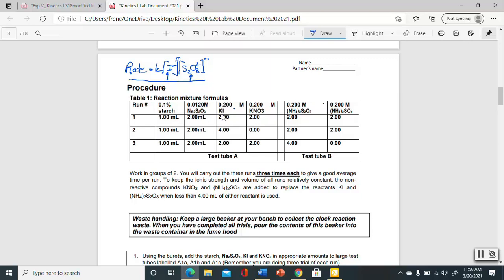So when we're talking about the concentration of iodide, KI breaks down immediately in aqueous solution to K+ and I- because it is a strong electrolyte. So the concentration of KI is equal to the concentration of iodide. All right? So let's find the concentration of iodide in this mixture.